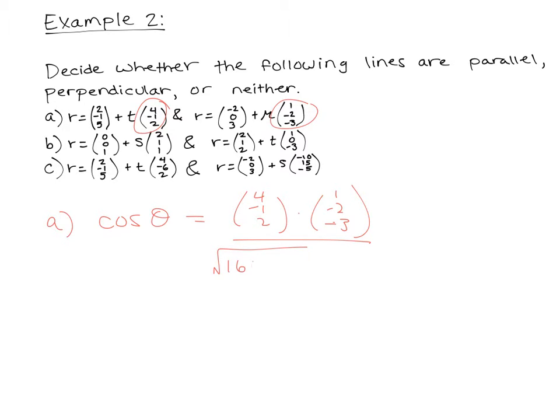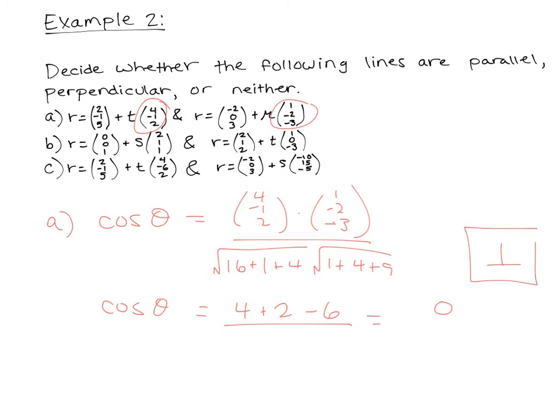4 squared is 16, -1 squared is 1, 2 squared is 4, 1 squared is 1, 2 squared is 4, 3 squared is 9. And when we do that, we get 4 plus 2 minus 6. Now, I'm going to actually stop right there. 4 plus 2 minus 6 gives us 0. So if the dot product between two of our vectors is 0, then the whole thing is going to be 0. We know that that means that they are perpendicular. So for part A, our answer is that they are perpendicular.